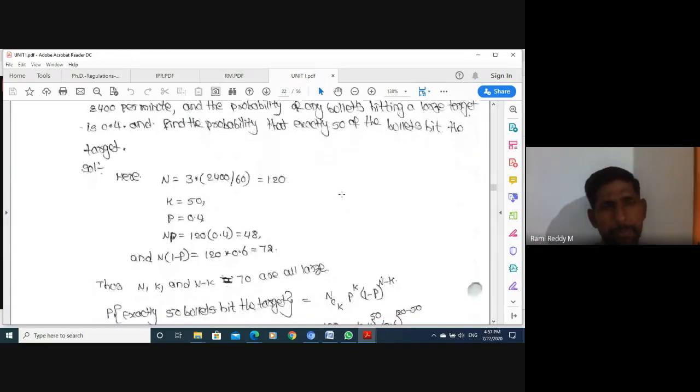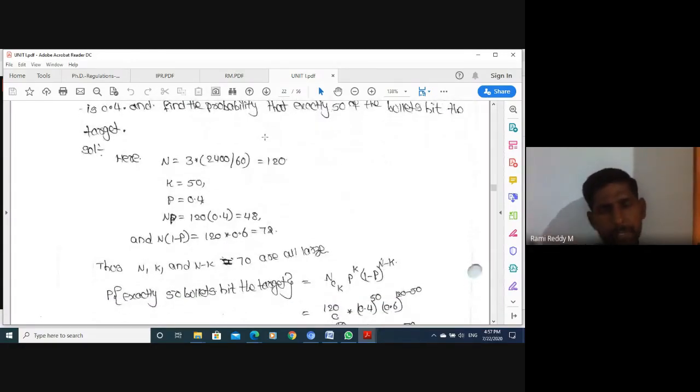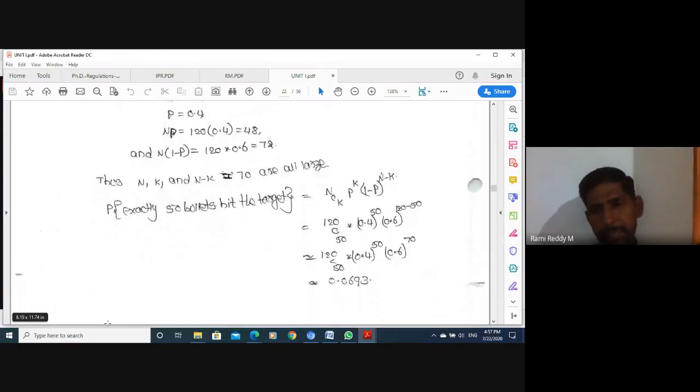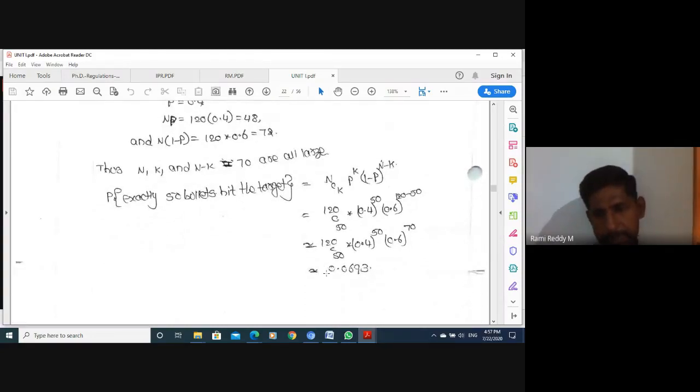To solve this problem, n equals 3 into 2400 by 60 equals 120, k equals 50, p equals 0.4. np equals 120 into 0.4, that equals 48, and npq equals 120 into 0.6 equals 72. Thus n, k and n minus k are all large values. So the probability of exactly 50 bullets hitting the target is nCk p power k (1 minus p) whole power n minus k. If you simplify that, you will get the answer.